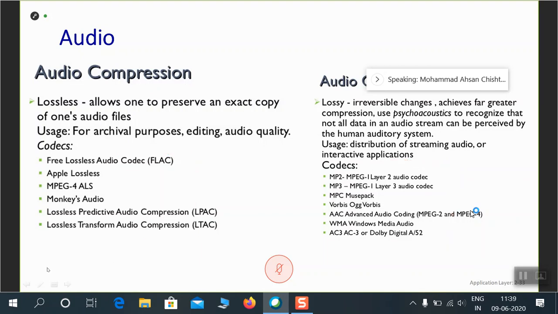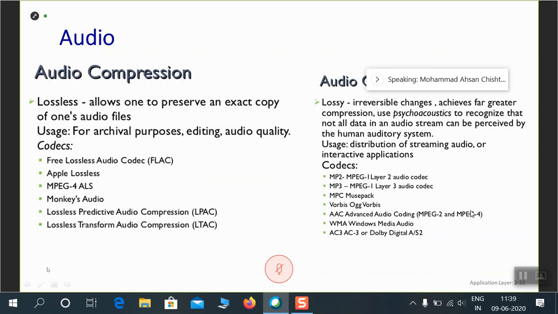Why would we require lossless? Why would we require lossy? Obviously, for good quality audio, for saving and preserving it, you would want to have its original copy without any loss. You don't have any memory issues, and you do not require it for streaming. Keep it in a good format.